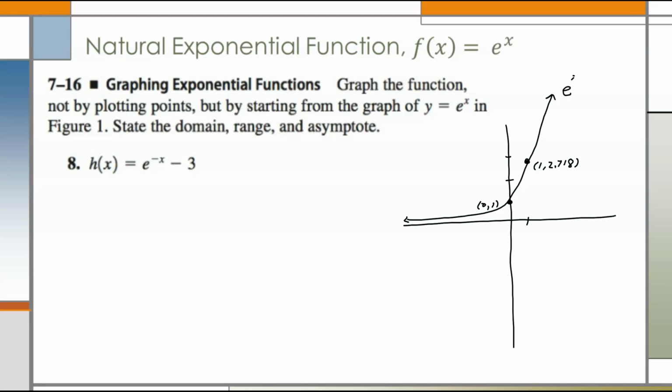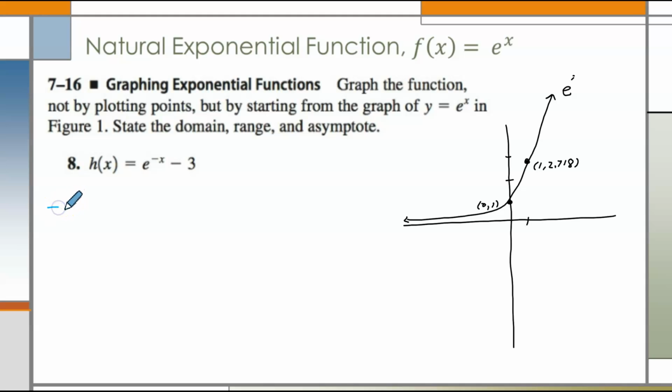Okay, graph the function not by plotting points, but starting from the graph of e to the x. How familiar should that be for directions based on what we've been learning so far? Same directions. We're going to graph the function not by plotting points, but by looking at the transformation of e to the x. Then we'll state domain, range, and asymptote. Okay, let's first look at transformations.